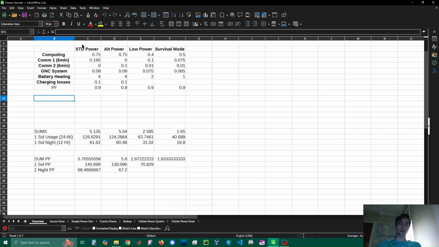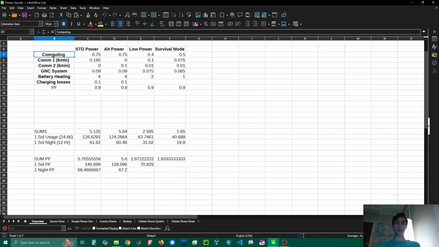So let's start off with the probes themselves. So we have a couple different power draws. So we have our computing. So this is going to be the flight computer. Eventually I plan on organizing this better, but since this is updates on the project itself, this is not final. Everything, of course, is in change.